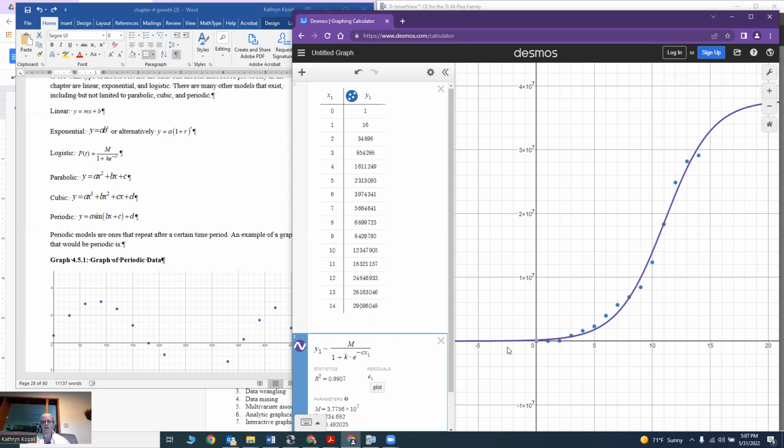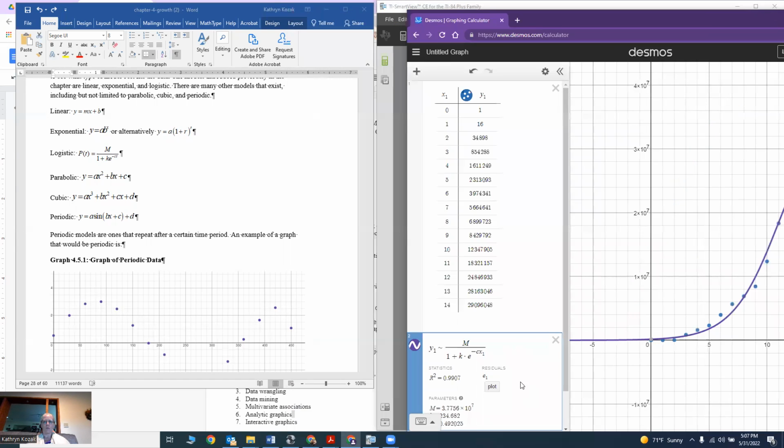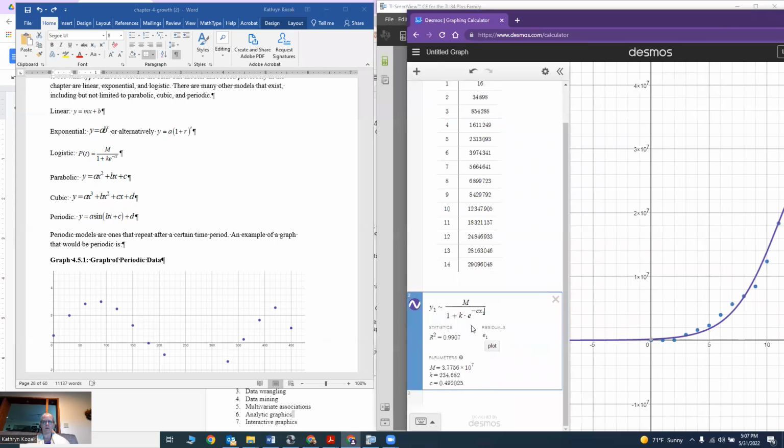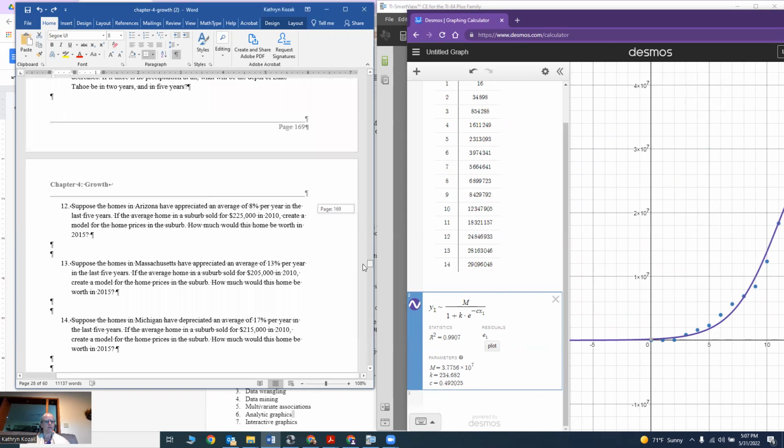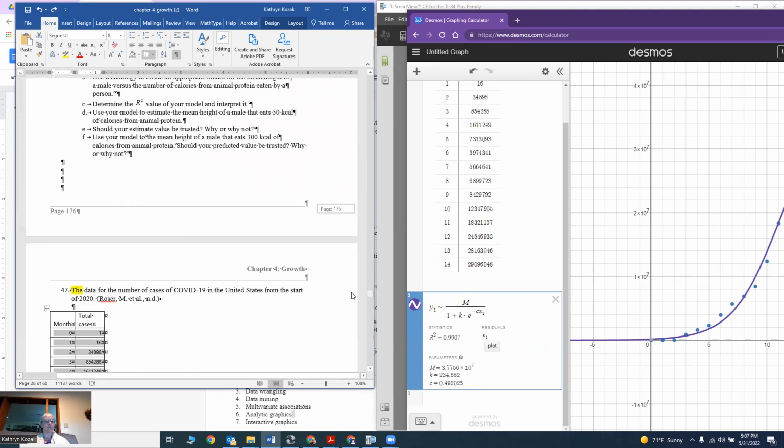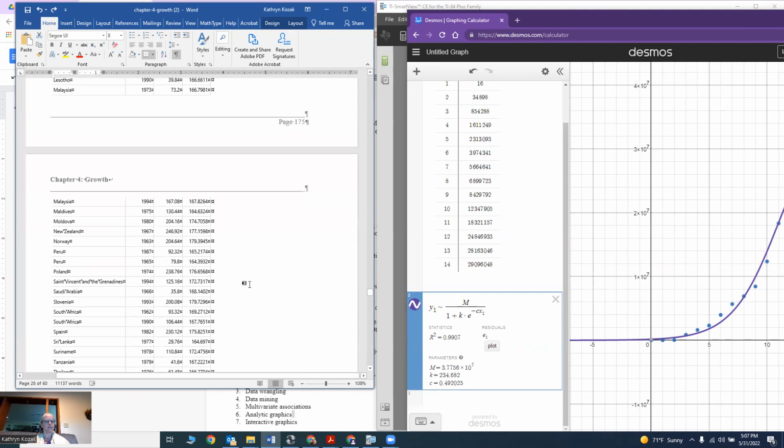I can see how well it fits my data. All right, so it fits pretty good. I can now see what my parameters are. My parameters are again the M, the K, and the C, so I now can see what those values are. If I want to, I can now come back to my problem, and you can actually type this in if you want to.